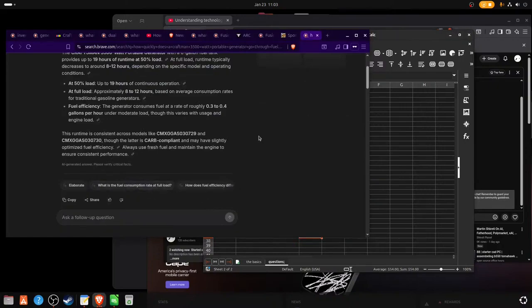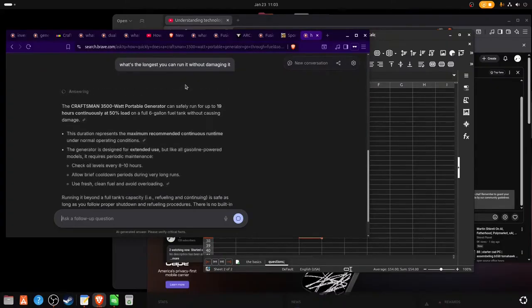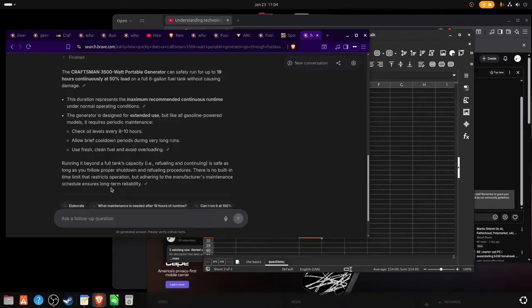Can you run it for 24 hours? What's the longest you can run it without damaging it? I don't love that question, but it gets the point across. Maximum recommended continuous runtime under normal conditions. Generous design. Requires periodic maintenance. Check oil levels every 8 to 10 hours. Allow brief cooldown periods during very long runs. Use fresh, clean fuel and avoid overrunning.